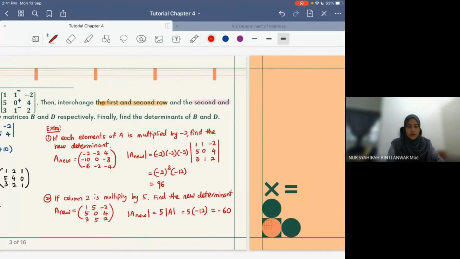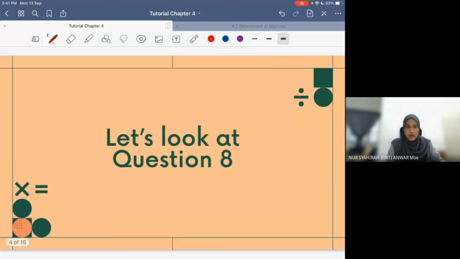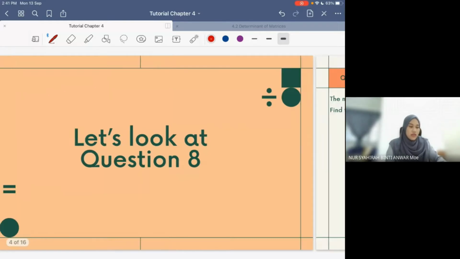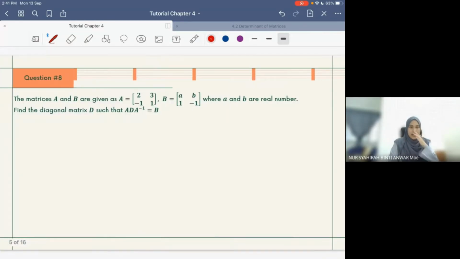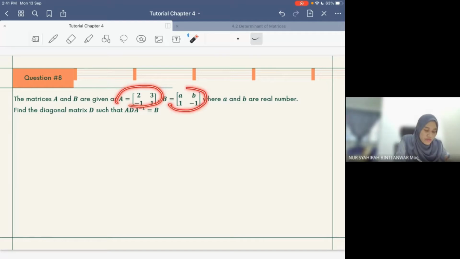So this one is all about determinant. Now kita move kepada next section, soalan nombor 8. Okay. So question number 8. The matrices A and B are given as 2 by 2 matrix. Okay. And dia kata A dengan B ni adalah real number. Okay, so tak ada masalah lah. Find the diagonal matrix D such that ADA inverse equals to B.